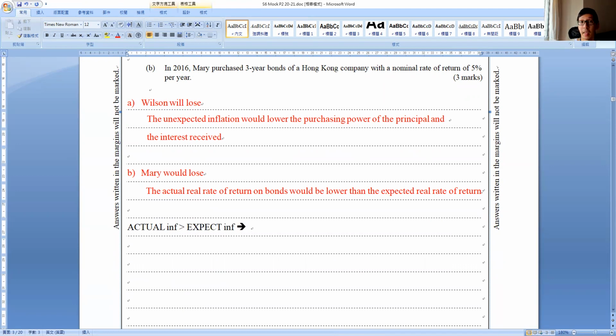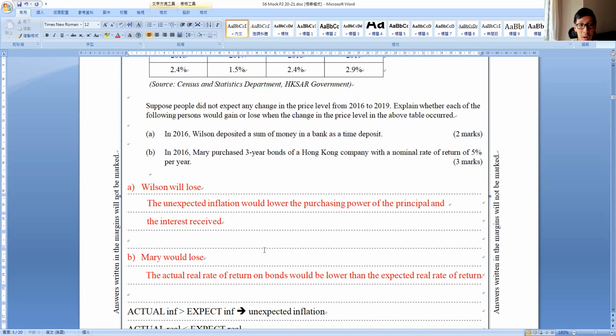What is this? This is what we call unexpected inflation. 好嘛？With the unexpected inflation, we know that the actual real would be smaller than the expected real. Now, real 咩？一陣間先講，係咪？Maybe real interest rate, maybe real return, something like that. 好嘛？All right, then let's see whether the following person would gain or lose.